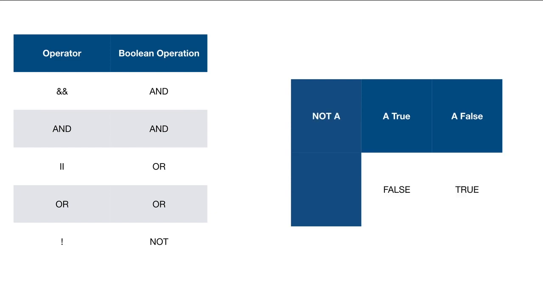So last up then we just have the NOT operator, and so if A is true, then not A is false, and if A is false, then not A is true.